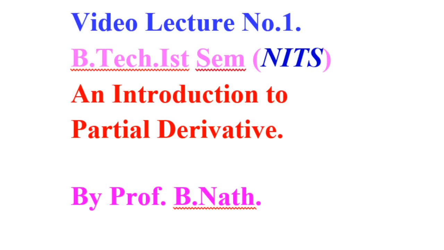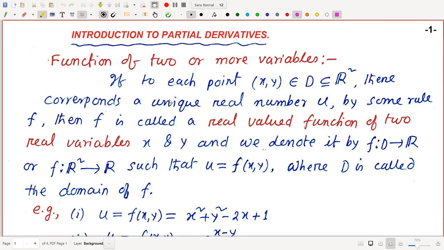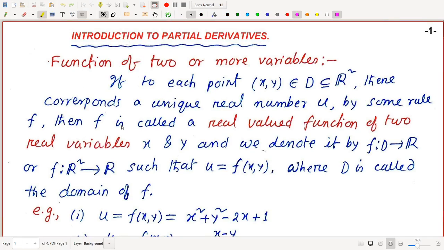Hello students, this lecture is only an introduction to partial derivatives. All of us know what an ordinary derivative is. If y is a function of a single variable, say y equal to f of x, then dy by dx, or f dash x, is the rate of change of y with respect to x. Y depends on only one variable x, but in practice we have functions of two or more variables.